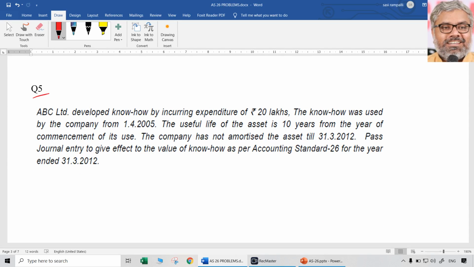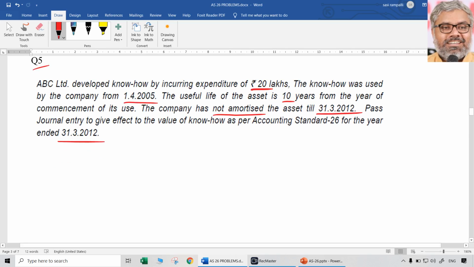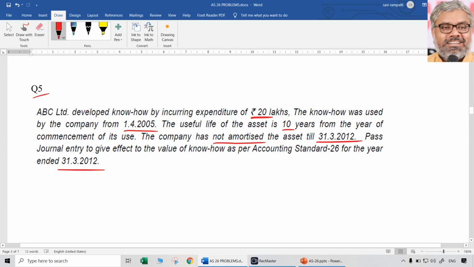Now, another question, question number 5. ABC Limited developed a know-how by incurring an expenditure of 20 lakhs rupees, and the know-how was used by the company from 1/4/2005. Useful life of the asset is 10 years from the year of commencement of its use. That is the total life. Company has not amortized the asset till 31st March 2012. Pass journal entry to give the effect to the value of know-how as per accounting standard 26 for the year ended 31st March 2012. So simple point here is they are supposed to amortize according to AS 26 when there is an intangible asset, in this case which is know-how, with a cost of 20 lakhs.